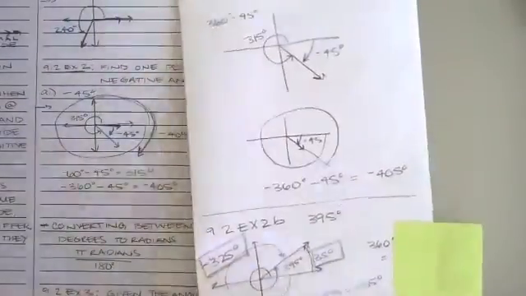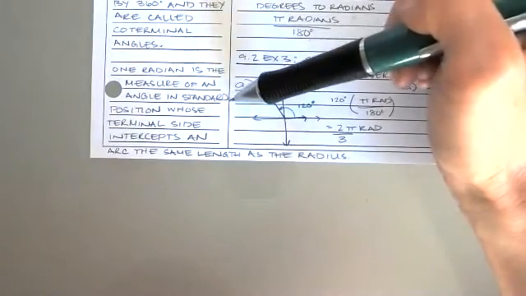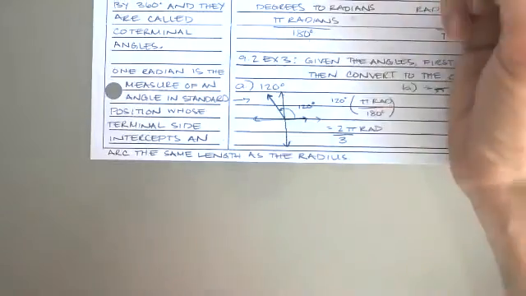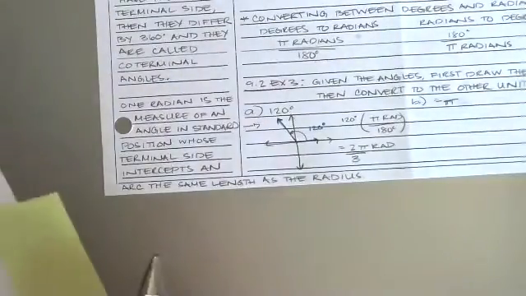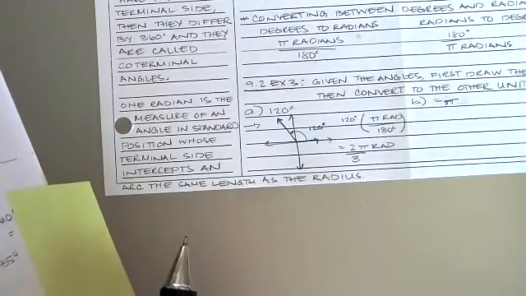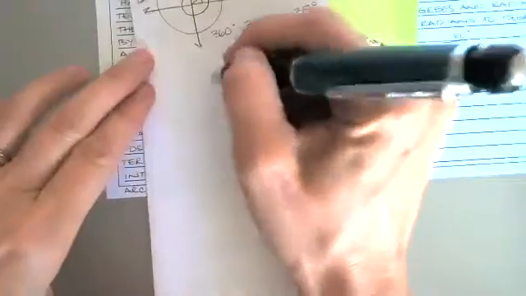Okay, so the very last thing that we need to do is, so 1 radian is the measure of an angle in standard position whose terminal side intercepts an arc the same length as the radius. So a radian is another angle measure. So we've been using degrees like our whole lives, and radians are actually more precise.